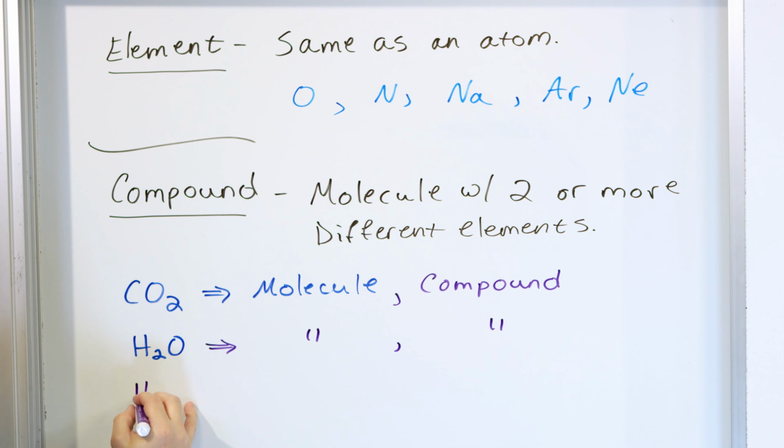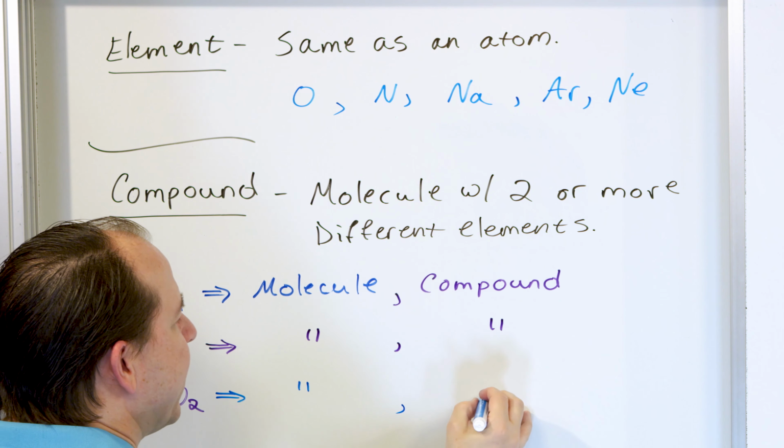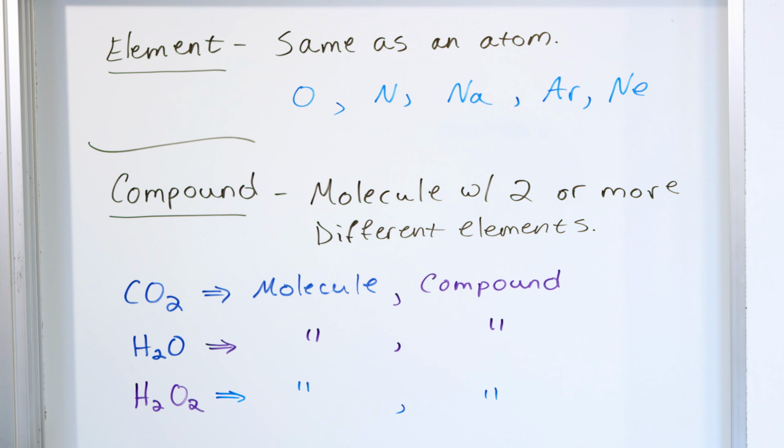What about the famous H2O2? You know what that is? H2O2 is hydrogen peroxide. You use that to clean cuts, right? It is a molecule because it is anytime two or more things come together. Notice we have four atoms here, two atoms of hydrogen and two atoms of oxygen. So it's four atoms here, but it's also a compound because it's different elements.